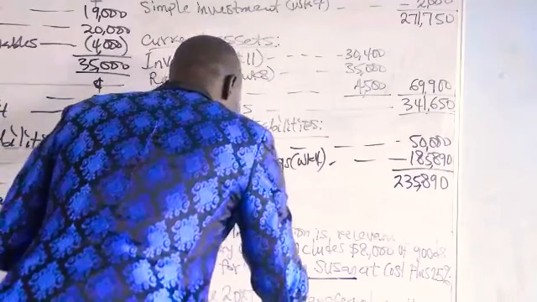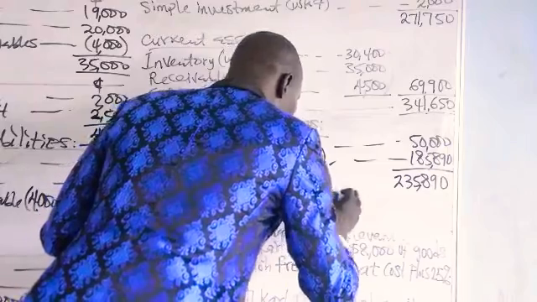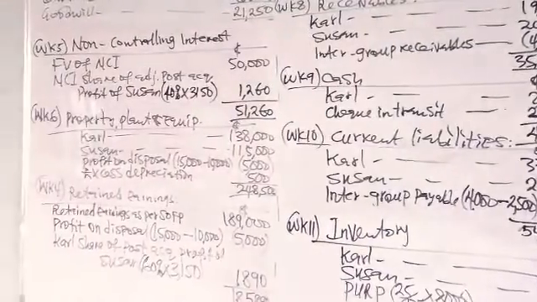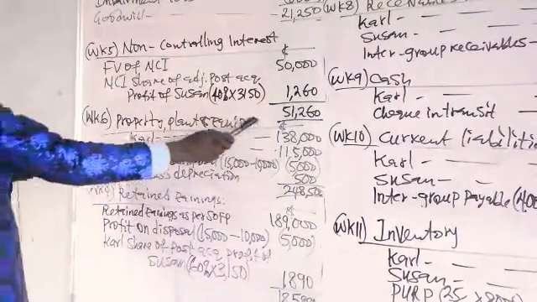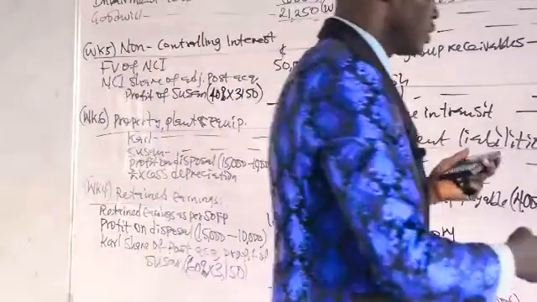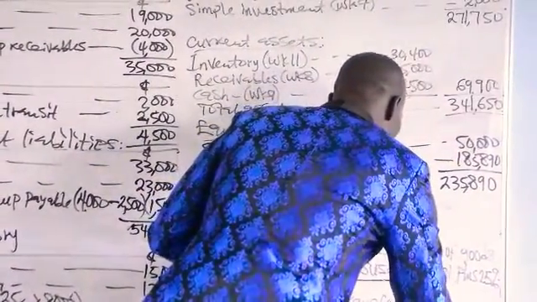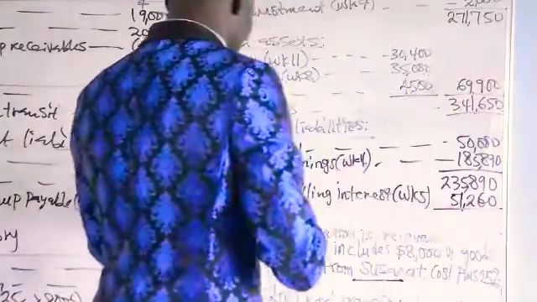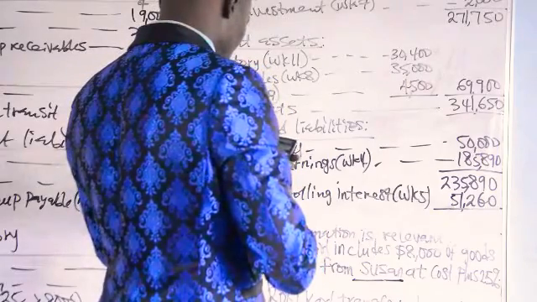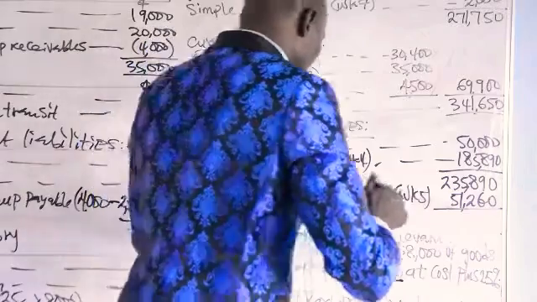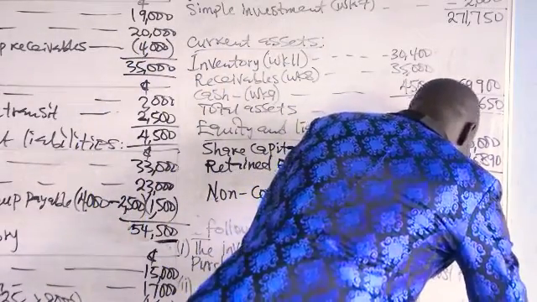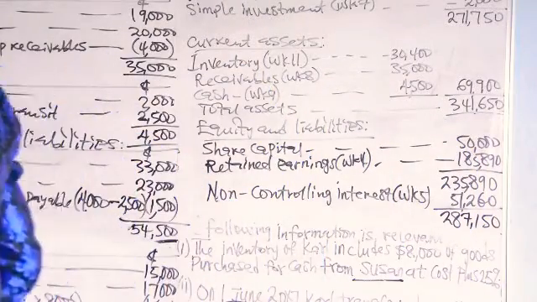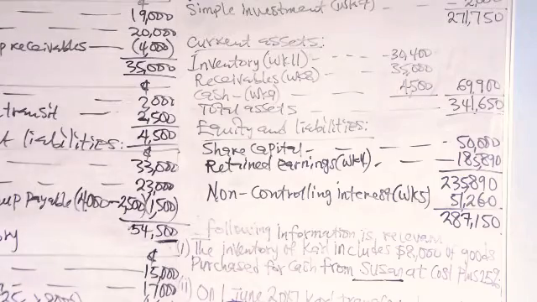Non-controlling interest, that is working 5, which is 51,260. When you add 51,260, then you have the total equity to be 287,150. After that, you have the non-current liability.